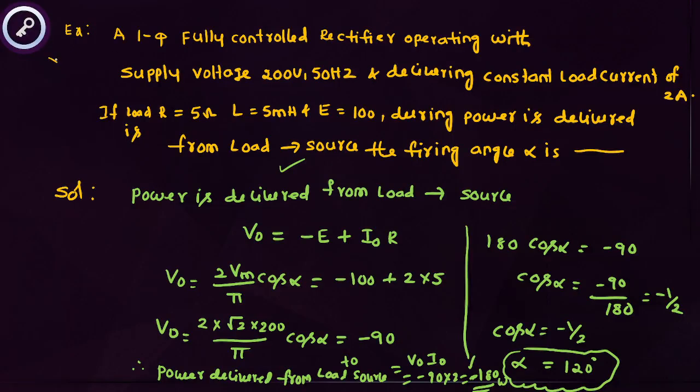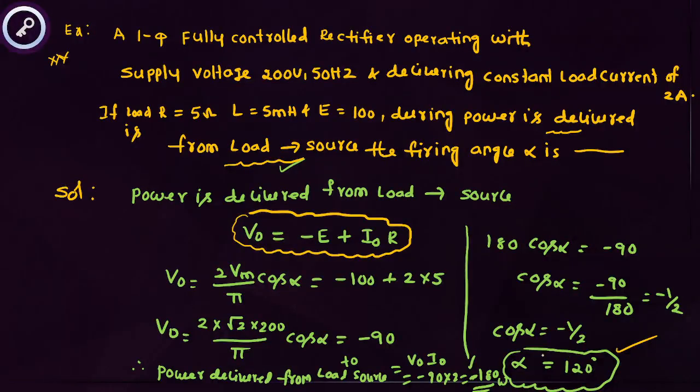And this problem also you have to practice. If the power is delivered from load to source, what is the firing angle? V naught equals minus E plus I naught into R. Then V naught is 2 Vm by pi cos alpha. Substitute this, and from this we calculate the firing angle. We get a firing angle greater than 90 degrees, so that is the correct answer. During the power delivered from load to source, alpha must be greater than 90 degrees. In this one also, I am getting 120 degrees, which is greater than 90 degrees. That is your correct answer.